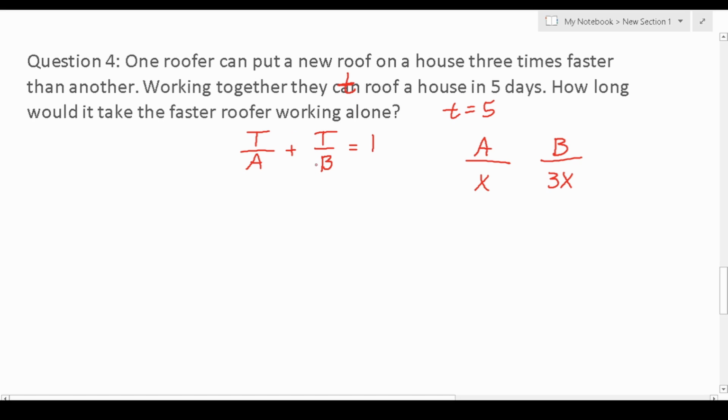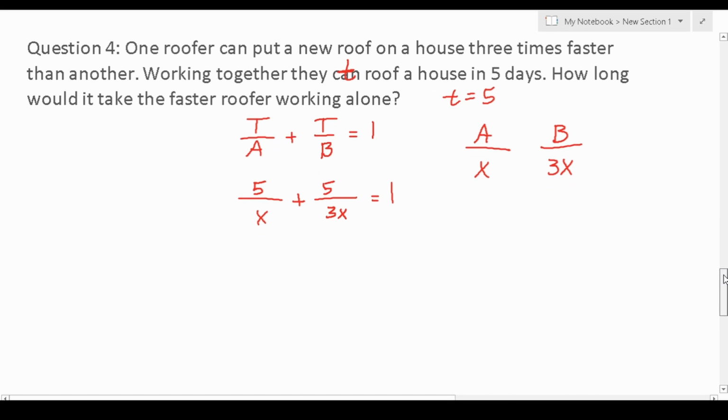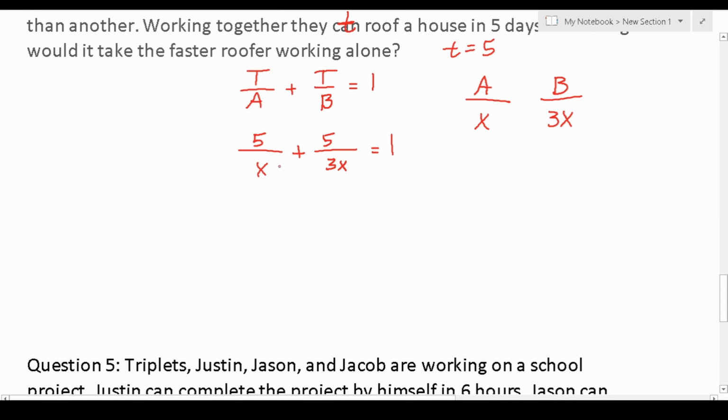Again, we know what t is. t is 5 in this case, so this is going to be 5 over x plus 5 over 3x equals 1. Not surprisingly, we now have the addition of two fractions, which we can't do unless they're over a common denominator. So I'm going to go ahead and place both of these fractions over 3x.